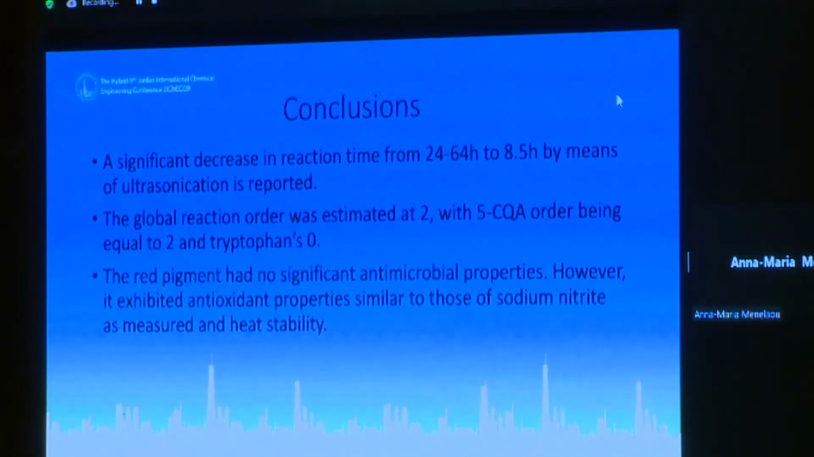In conclusion, in this work, it is reported for the first time a significant decrease in the reaction time from 24 hours to 8.5 hours by means of ultrasonication. The global reaction order was estimated at 2, with 5CQA order being equal to 2 and tryptophan to 0. The reaction constant was also calculated. The red pigment had no significant antimicrobial properties. However, it exhibited antioxidant properties similar to those of sodium nitrate, and most importantly, showed remarkable heat stability. The latter property broadens the spectrum of its potential application in the food industry.